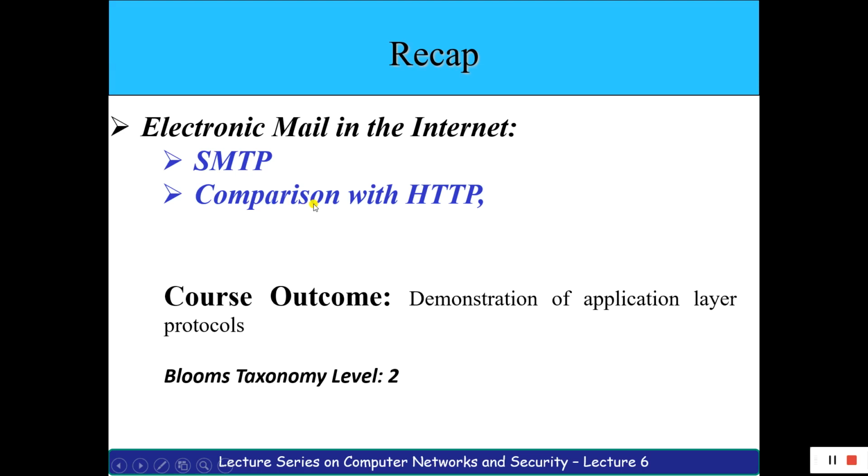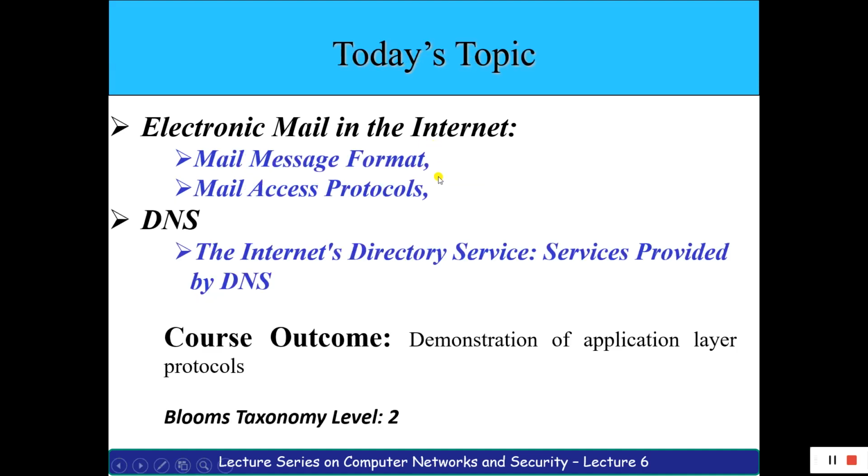We just did a slight comparison of SMTP with HTTP. HTTP is a pull protocol. It is going to pull some data. Rather, SMTP is going to push some data. And the only difference between SMTP and HTTP is that SMTP always uses 7-bit ASCII code. Rather, HTTP is always using messages to transfer the data from one place to another. Correct?